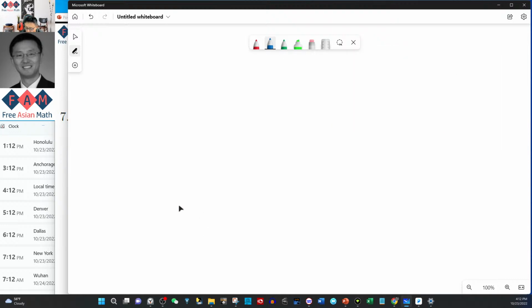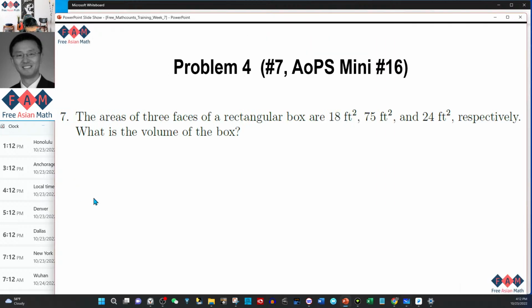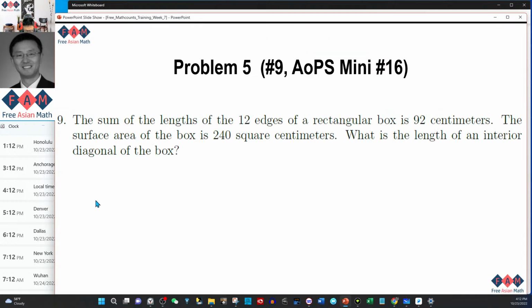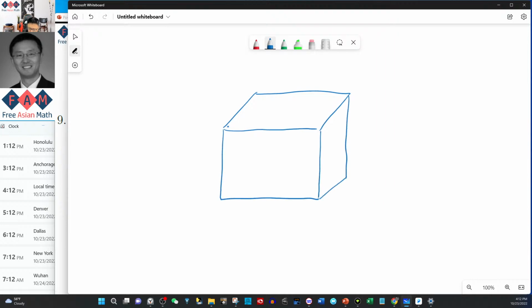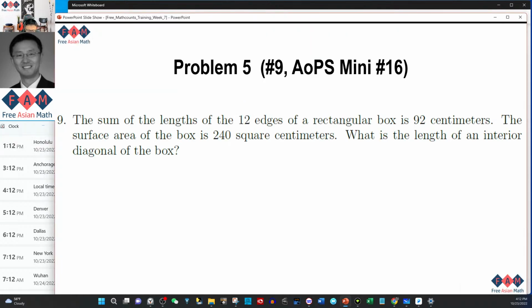All right. So let's look at the next problem. The sum of the lengths of the 12 edges of a rectangular box. Whoa! Didn't we just have that? A rectangular box. So maybe we should redraw that box. So we have a rectangle. We have 12 edges.